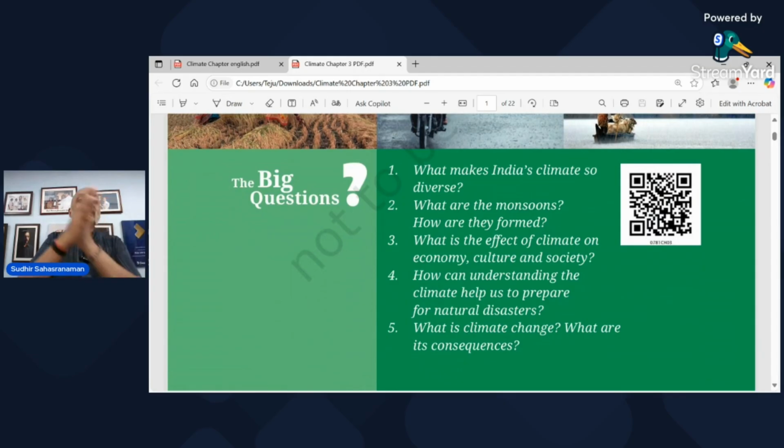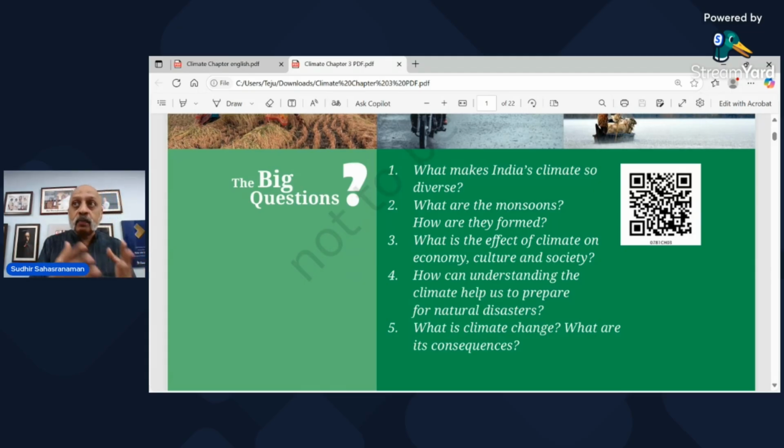That what is it about India's climate that it's so diverse? You know, the climate of a Rajasthan is so different from the climate of a Goa, and a Kerala is very different from the climate of a Meghalaya, right? What is it that makes our country's climate so diverse and therefore so extremely wonderful? How are the monsoons? What are the monsoons? How are they formed? Fascinating.